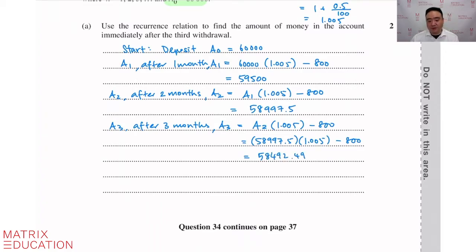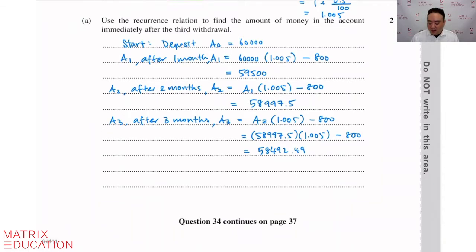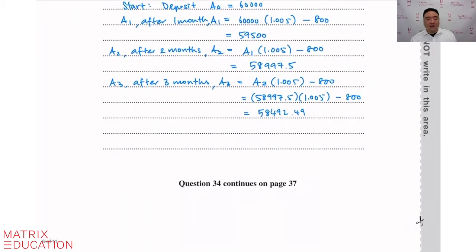58492.49. Okay, so here we have the amount after 3 months. After the first month, we have 60,000. It accumulates the interest, withdraw 800. The second month, that money accumulates another set of interest, withdraw 800. Repeated 3 times. So we have this amount.